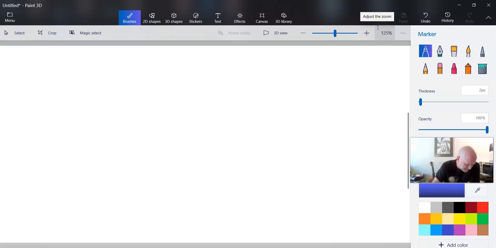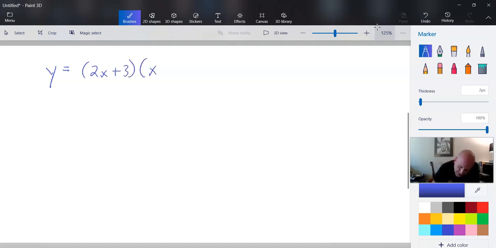All right. So let's take a look at another one here. How about if I have y equals, let's do it this way, 2x plus 3 times x squared plus 4x plus 5.